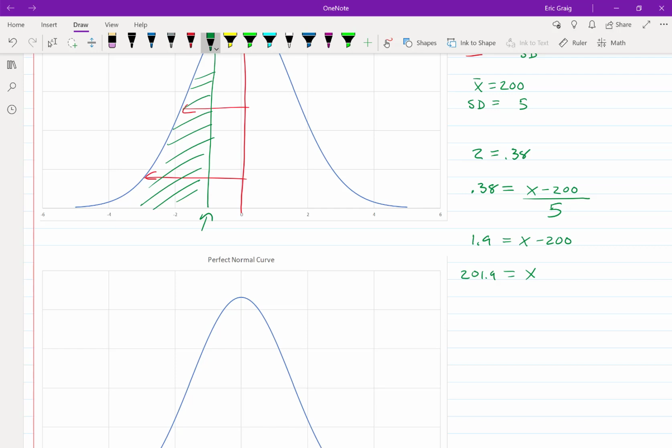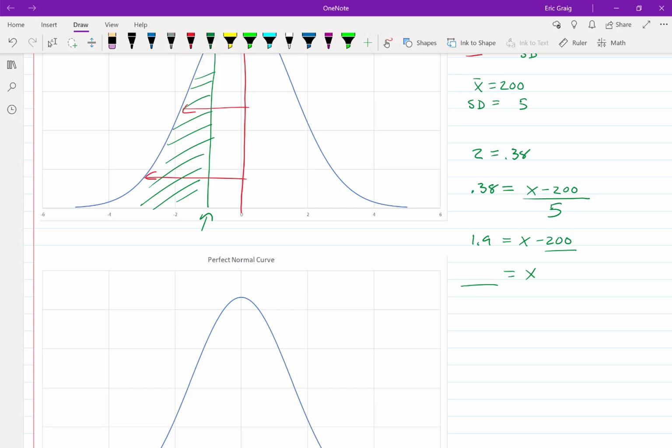It's wrong. How do I know it's wrong? Because we're looking for the 35th percentile here. That percentile amount is less than the mean. Yet the mean I know is 200, and my value came up as above 200. So here's where you have to be careful.